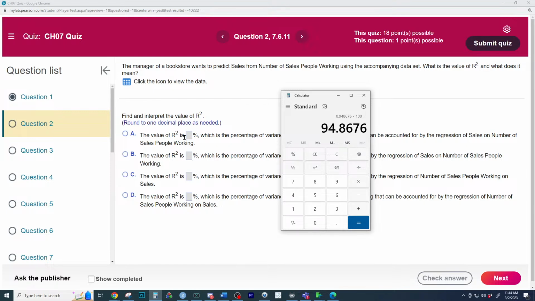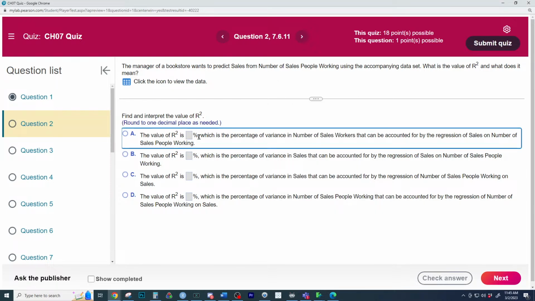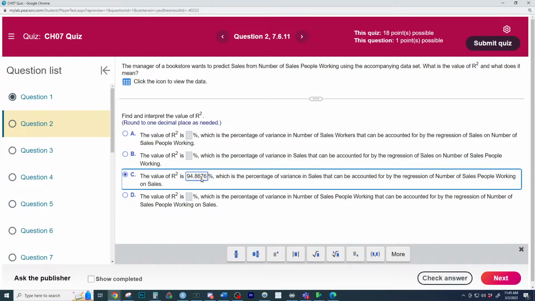So 94 point, and let's see, the value of R squared is the percent of variation in number of sales that can be accounted for by the regression. No. The R squared value is the percent of variance in sales that can be accounted for by the regression model of number of people working. That sounds right. Don't love these interpretations, but how many decimals does it want? To 1 decimal. There we go.